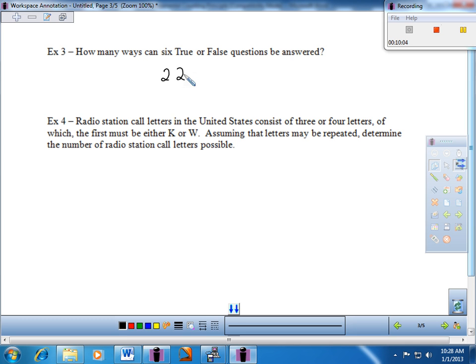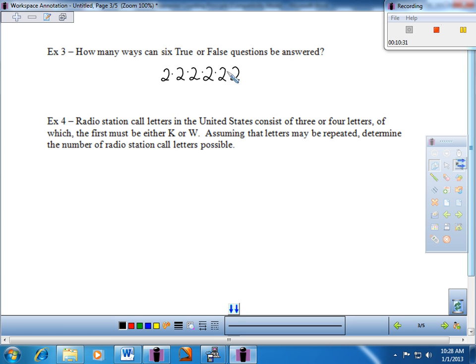And then your next task is to answer the third question. 2 possibilities for the third, 2 possibilities for the fourth question, 2 possibilities for the fifth question, and 2 possibilities for the sixth question. 6 tasks to be accomplished in order to make this series of events occur. And in each case, there are 2 possibilities to do it. So now, again, all I do is I throw a little multiplication into the mix there, and I multiply the number of possibilities for each task.